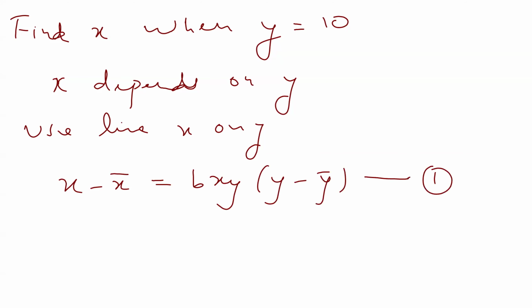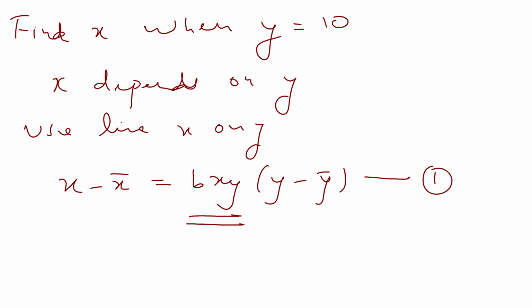Now x bar, y bar and bxy we need to calculate. Bxy is not the line. Bxy is the regression coefficient of line x on y. So it's the regression coefficient of the line, not the line. So bxy is the regression coefficient of x on y.